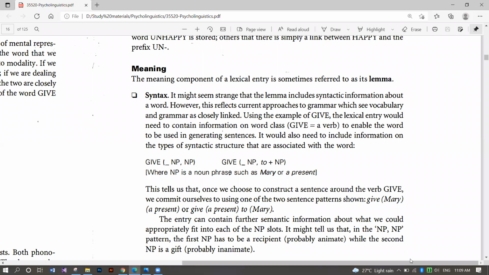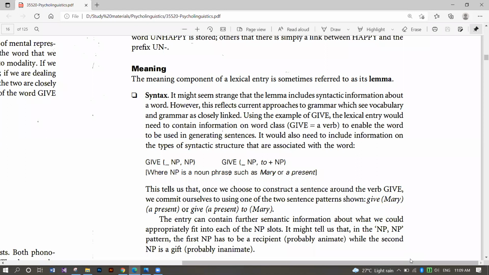Using the example of give, the lexical entry would need to contain information on word class, give is equal to verb, to enable the word to be used in generating sentences. It would also need to include information on the type of syntactic structures that are associated with the word.